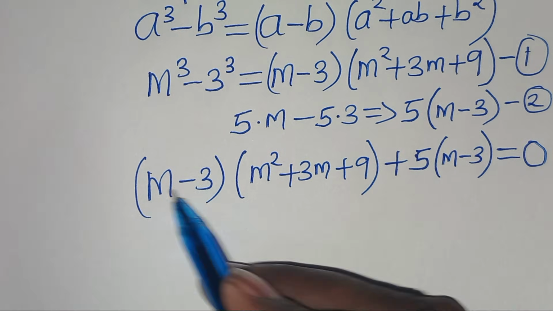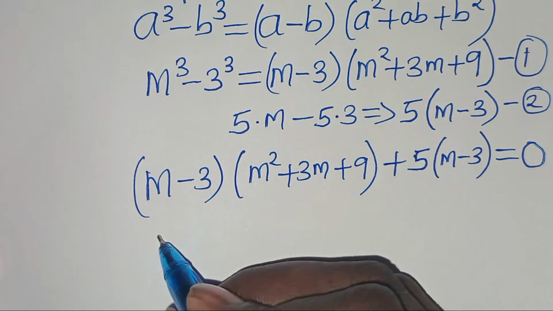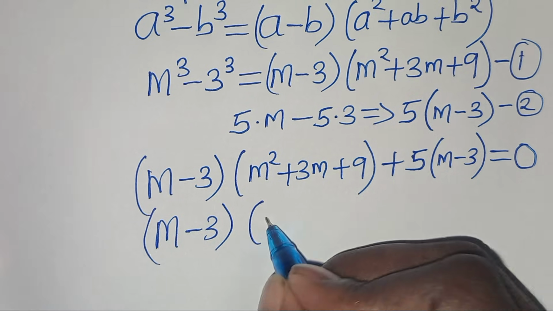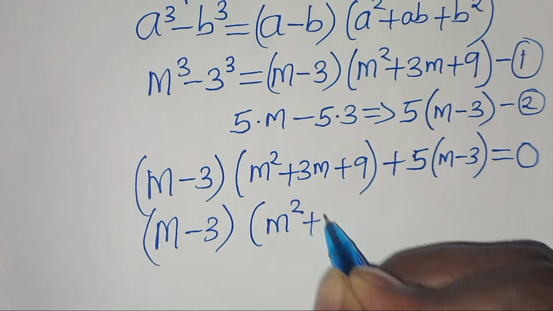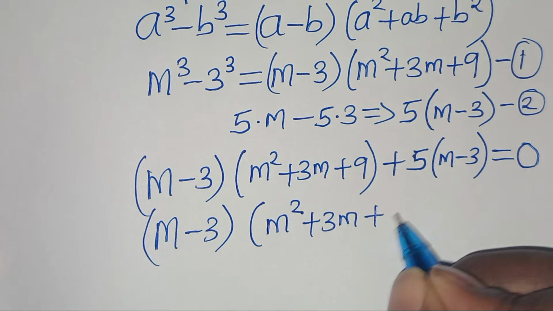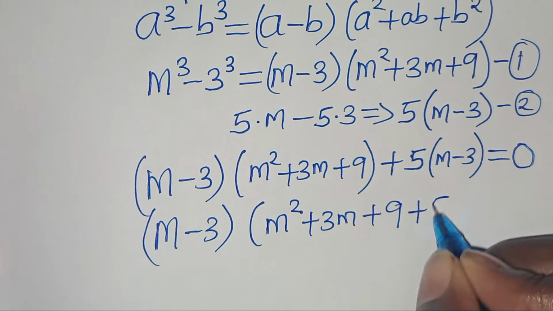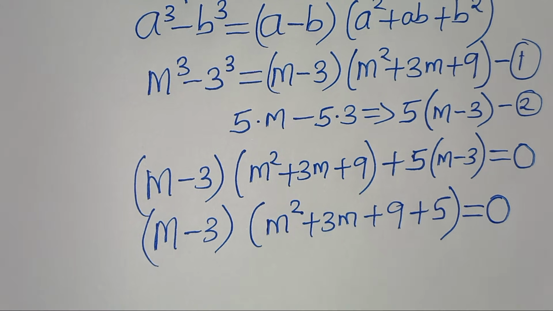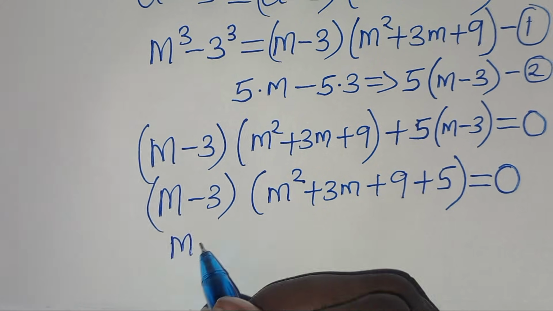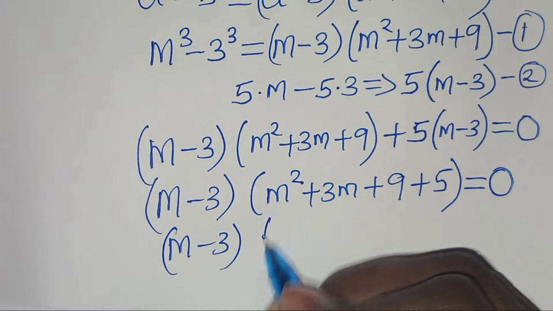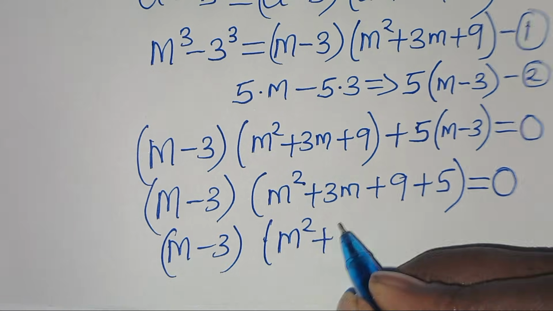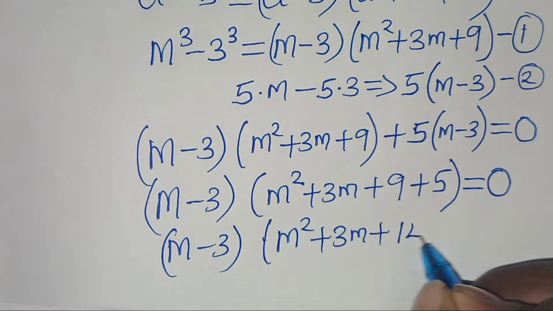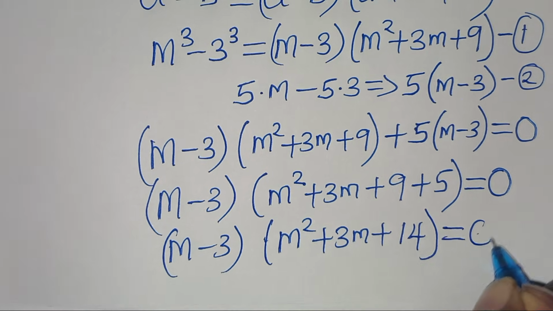Now we have that m minus 3 is common here, so we can factor out m minus 3. Then here we have m squared plus 3m plus 9, then plus 5. This is equal to 0. So we have m subtract 3 times m squared plus 3m, then plus 9 plus 5, which is 14. This is equal to 0.